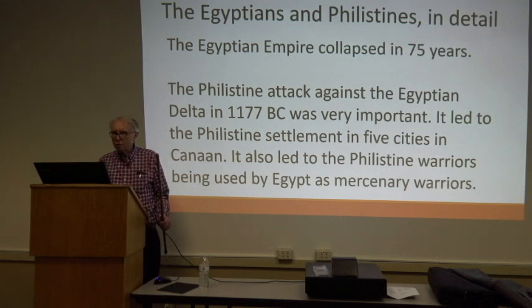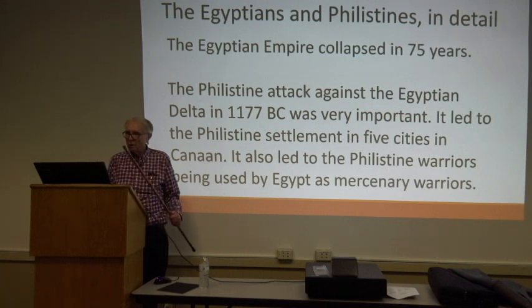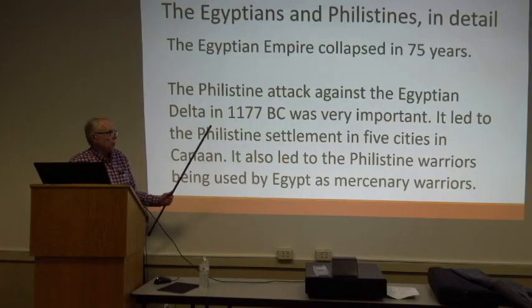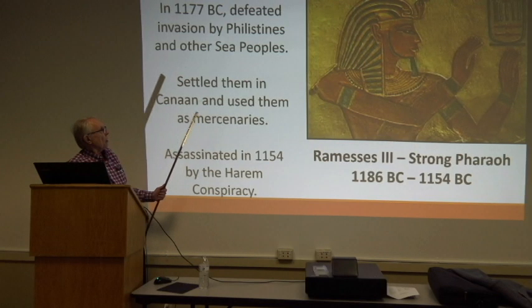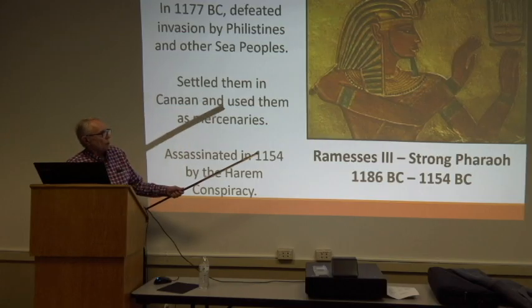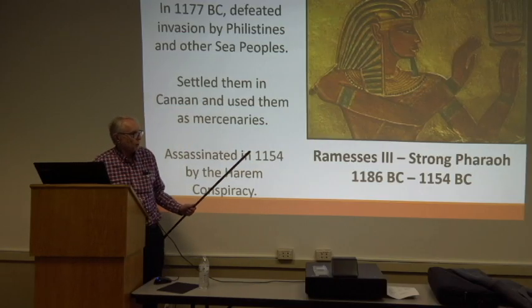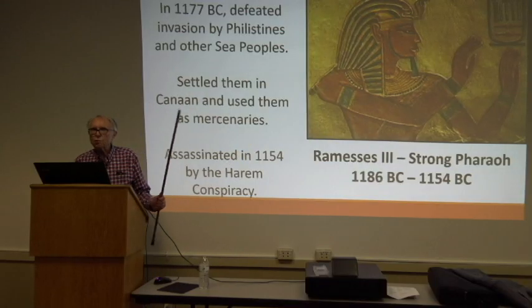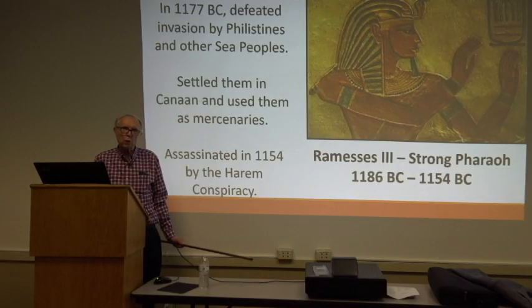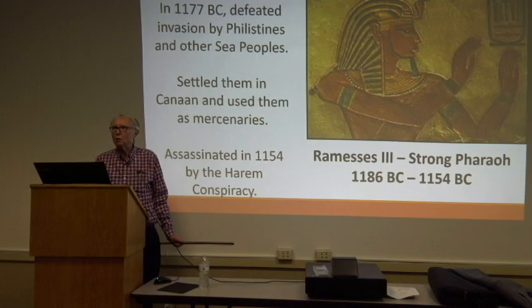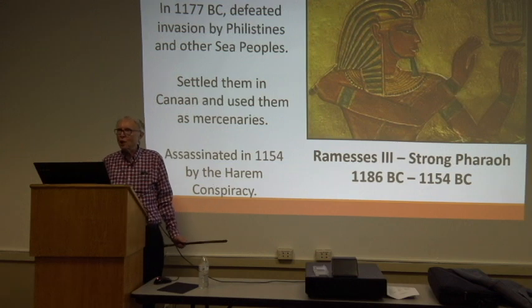So the Egyptian empire collapsed. The Philistines had come in. They were used as mercenaries. This is Ramesses III, another strong pharaoh. And then Ramesses III gets assassinated by the harem conspiracy. The women in his harem organized a conspiracy, killed him, and at that point, Egypt collapsed.